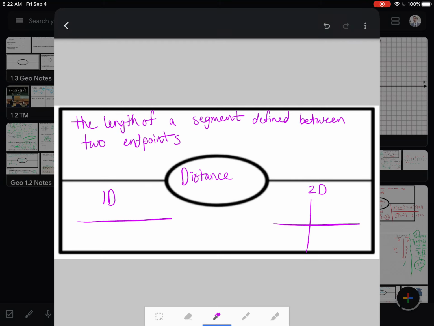So 2 different formulas for each of these. And I'm going to write them down up top here. That way we have them for later. So our 1-dimensional distance formula is the absolute value of x2 minus x1. And in this case, x2 is one endpoint, x1 is the other endpoint, and it's always positive. So I'll write a quick note.